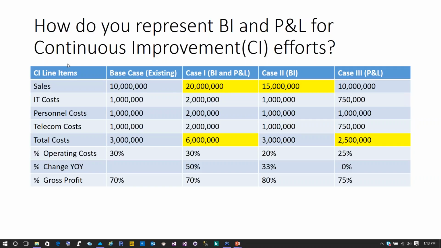So here on the far left, we've got the continuous improvement items. This is basically the sales, all the costs, some of the percentages, the KPIs business people look at. In the next one here, we have the business case, which is their existing business situation. What is their business now doing? These additional three cases are what they want to do, where they are trying to go.